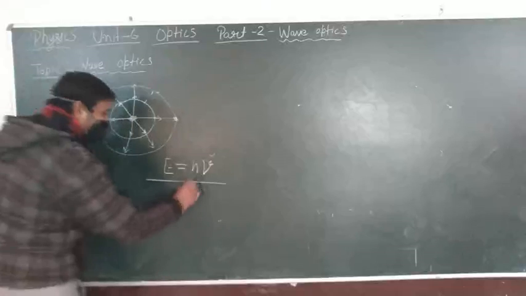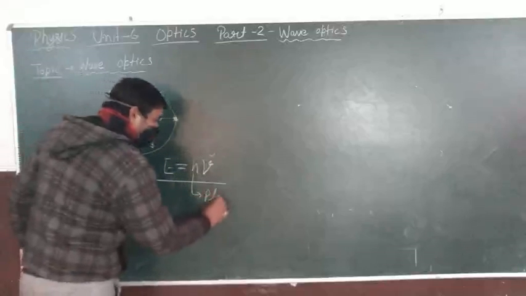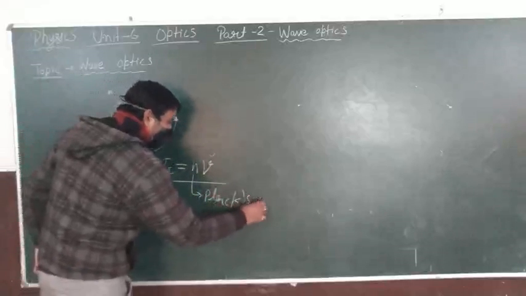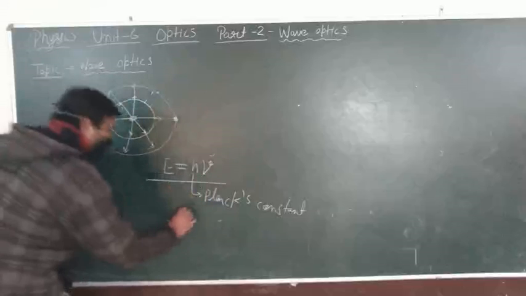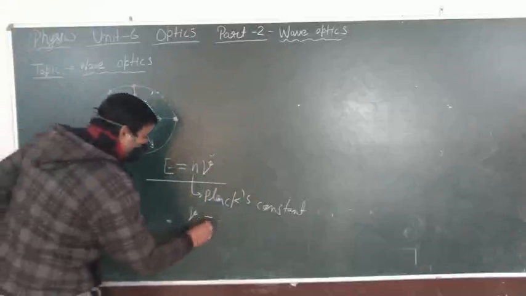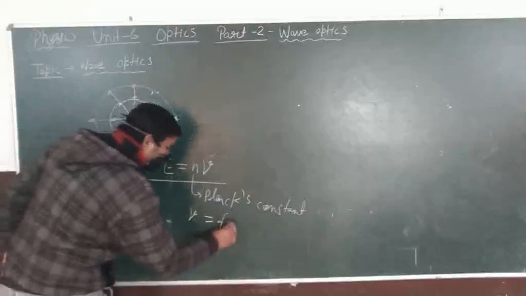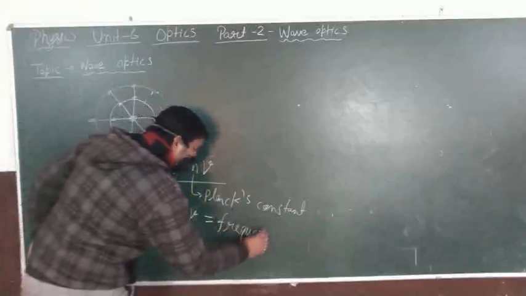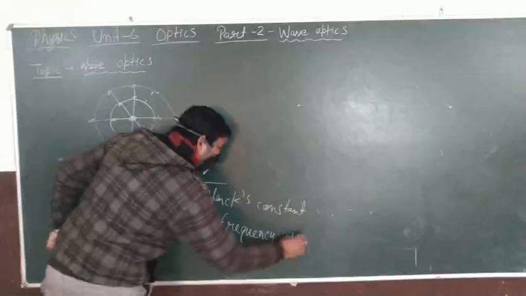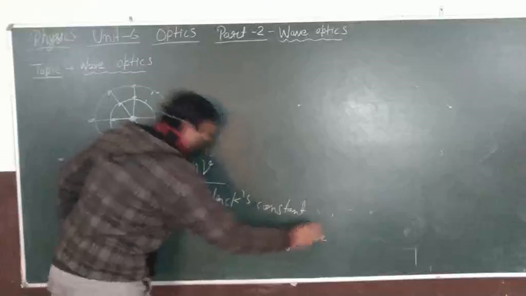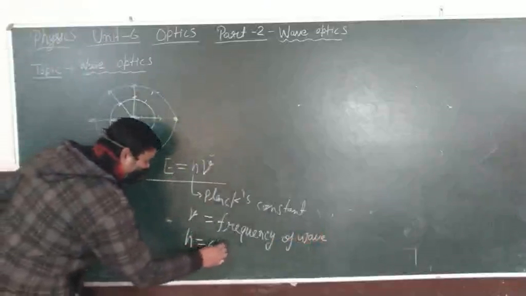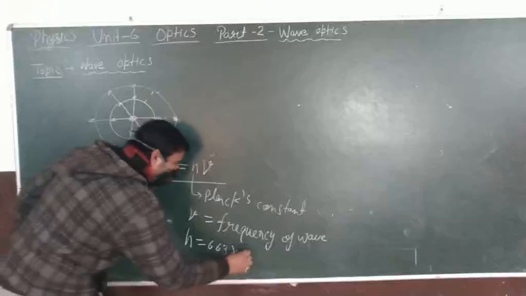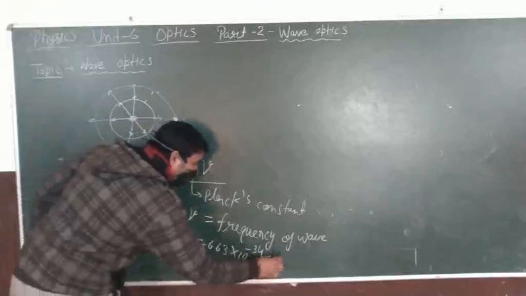nu, where h is Planck's constant and nu is the frequency of the wave. Okay, the value of Planck's constant is 6.63 into 10 to the power minus 34 joule second.